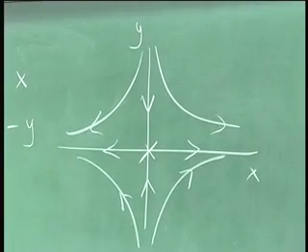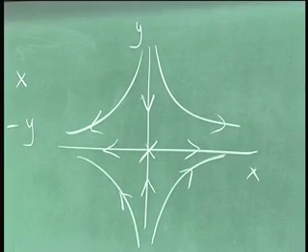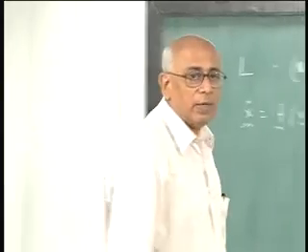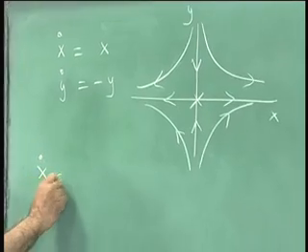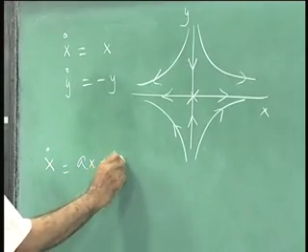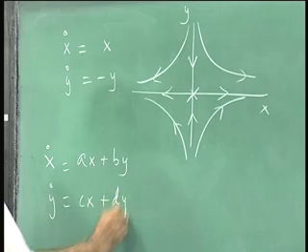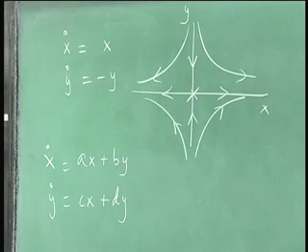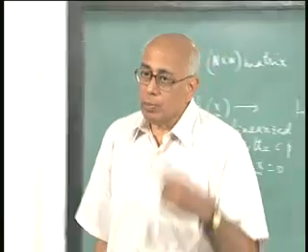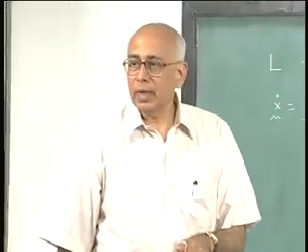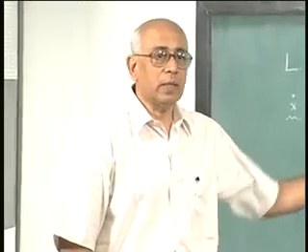Now of course in the more general case you do not have something where x and y are decoupled in this fashion, but you really would have something which looks like x dot equal to ax plus by, y dot is cx plus dy, and we assume that the matrix A, B, C, D, if it has one positive eigenvalue and one negative eigenvalue, you have a saddle point very similar to this picture.